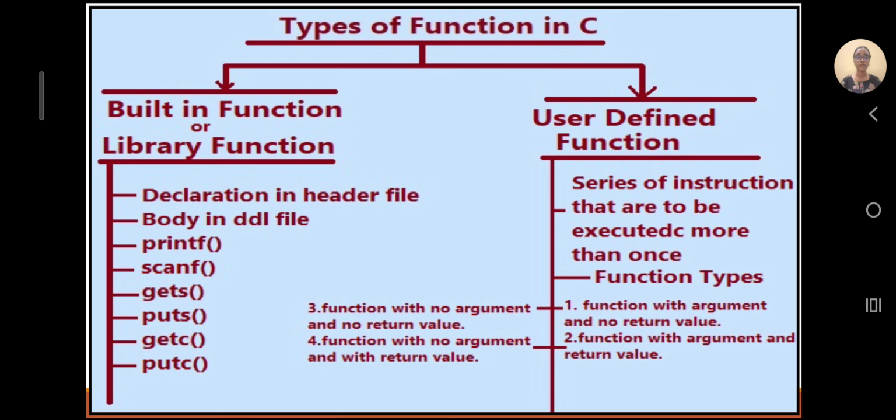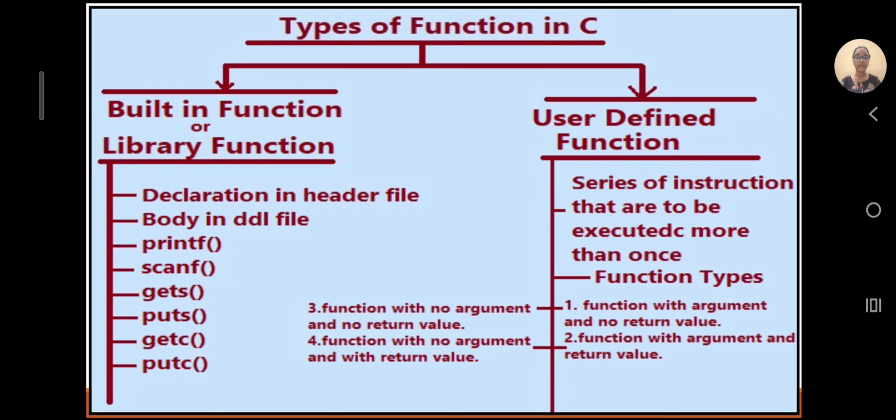Next, types of function in C. There are two types of functions. First is built-in function and second is user-defined function. Built-in function is also known as library function, standard function or predefined function. The definition of this function is provided in specific header files of the C programming language. Examples for this function are declaration in header file, body in DLL file, printf, scanf, gets, puts, getc and putc.